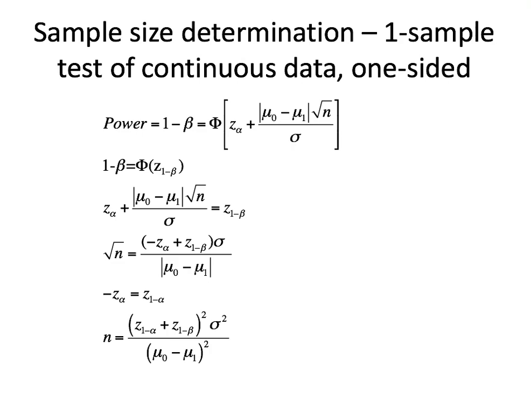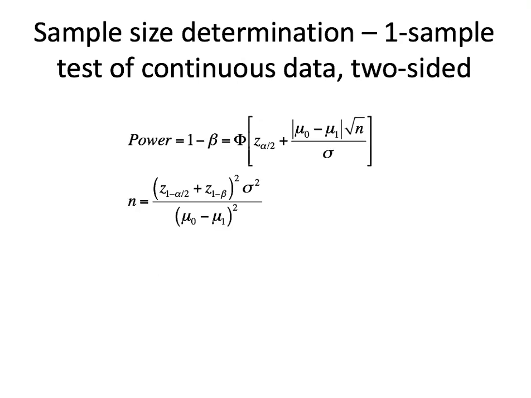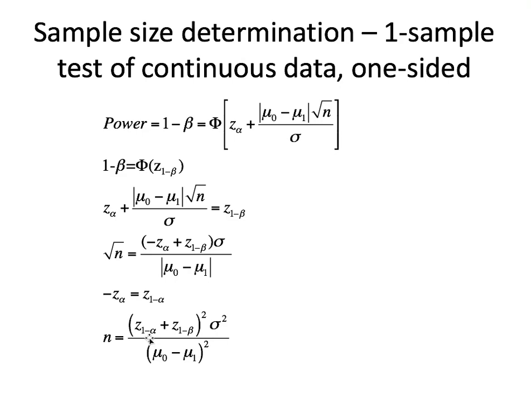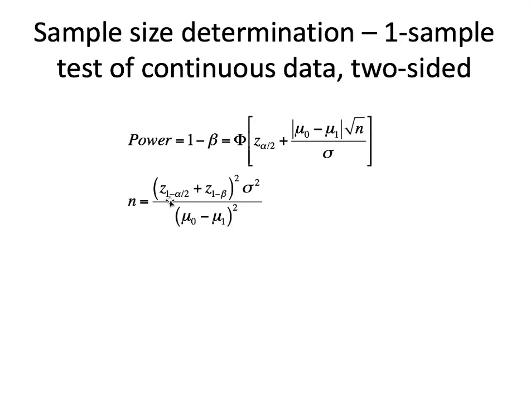We do very similar algebra to get to a one sample test of continuous data that's two-sided. So really, we had alpha over here before, and now we just have alpha over 2. So just a quick look back. We had alpha over here, and now we have alpha over 2 in the two-sided test. So not much difference, but it is a difference when we figure out n for one-sided versus two-sided.